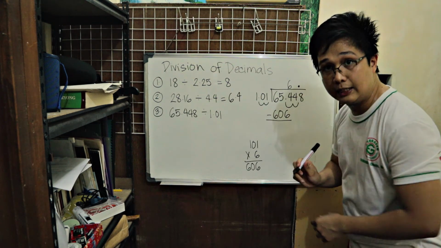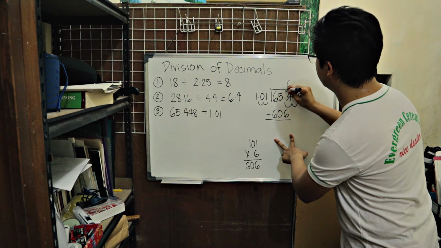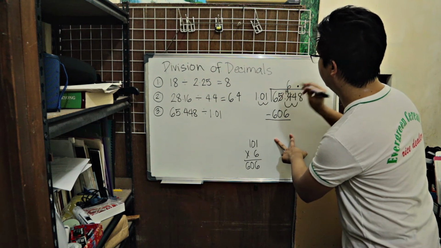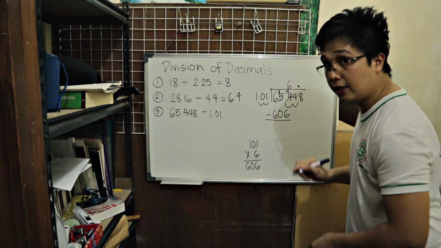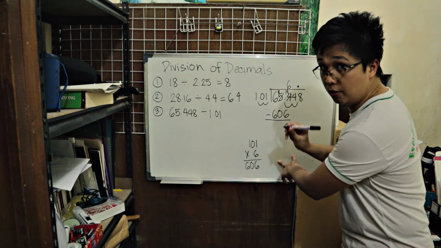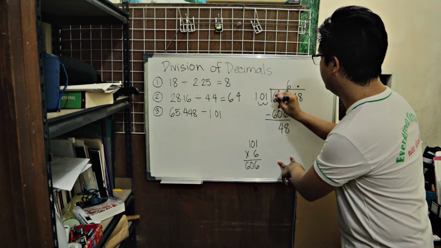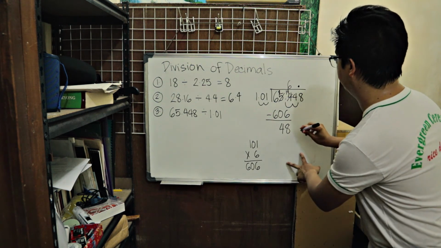4 minus 6 cannot be, so we will borrow 1. So imbis nga 4, mahimo siya 14. 5, nag-borrow tayo sang 1, so meaning mahimo na siyang 4. 14 minus 6 is 8. 4 minus 0, 4. And then 6 minus 6, 0. Bring down natin ang 4.